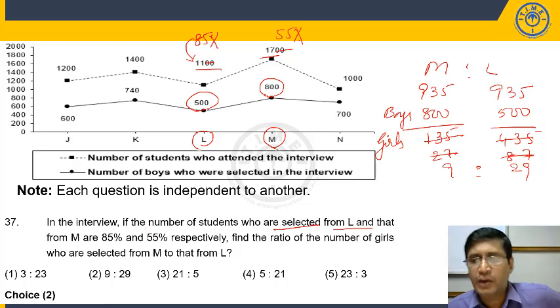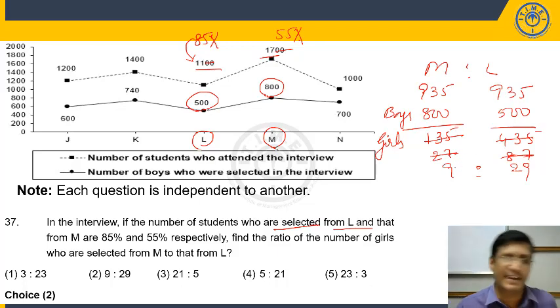Okay, so dividing with 5 and dividing with 3. So totally we can cancel with 15. 15 goes into it 9 times. 15 goes into it 29 times.